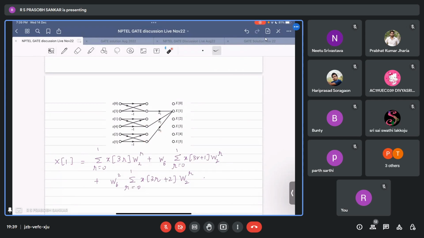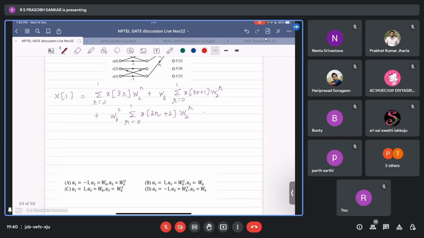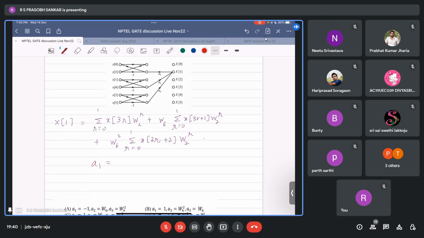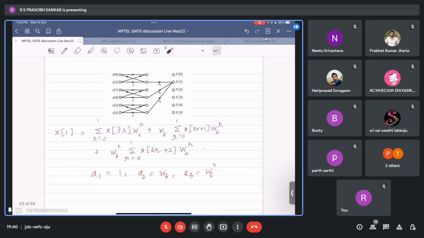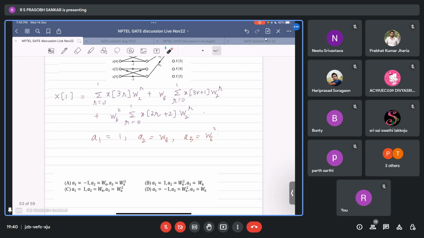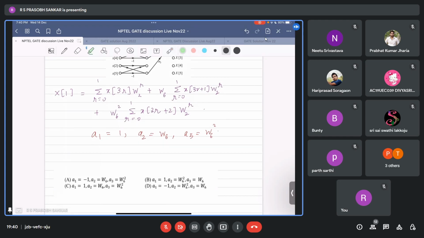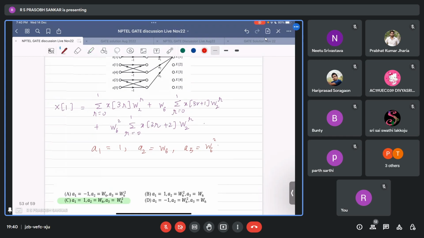But if you see the expression, what do we have? X of 1 is what we have here times 1. This is 1 here, plus w6 times what we have here, this term, plus w6 square times what we have here. Or in other words, if we do a comparison, a1 will be 1, a2 will be w6, and a3 will be w6 square. That we obtain by comparing this signal flow diagram and this expression that we have over here. Which means that the correct option is C. So option C is the correct answer.